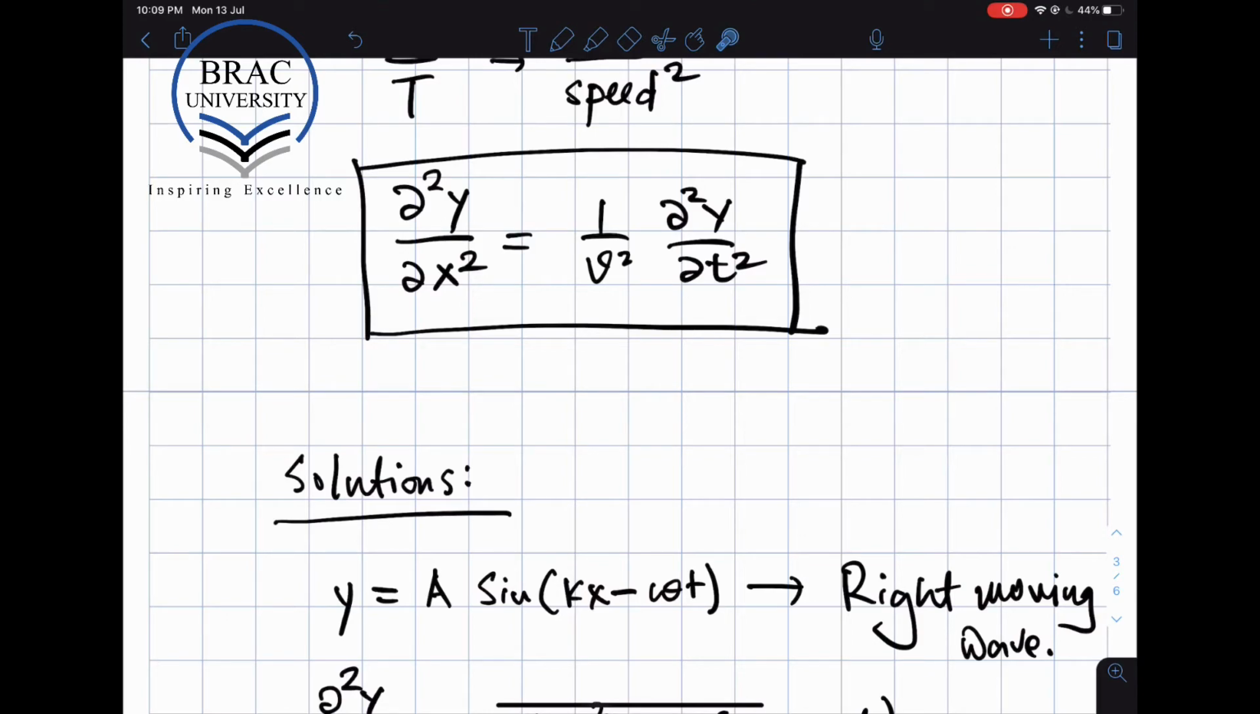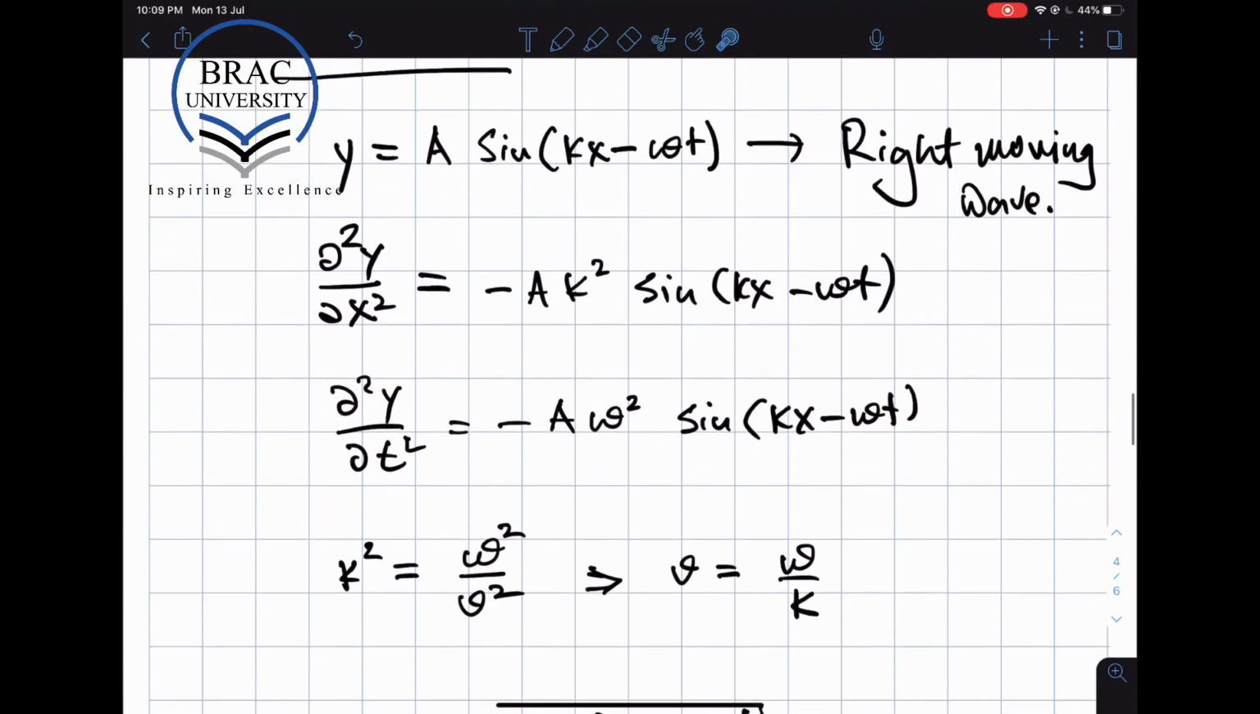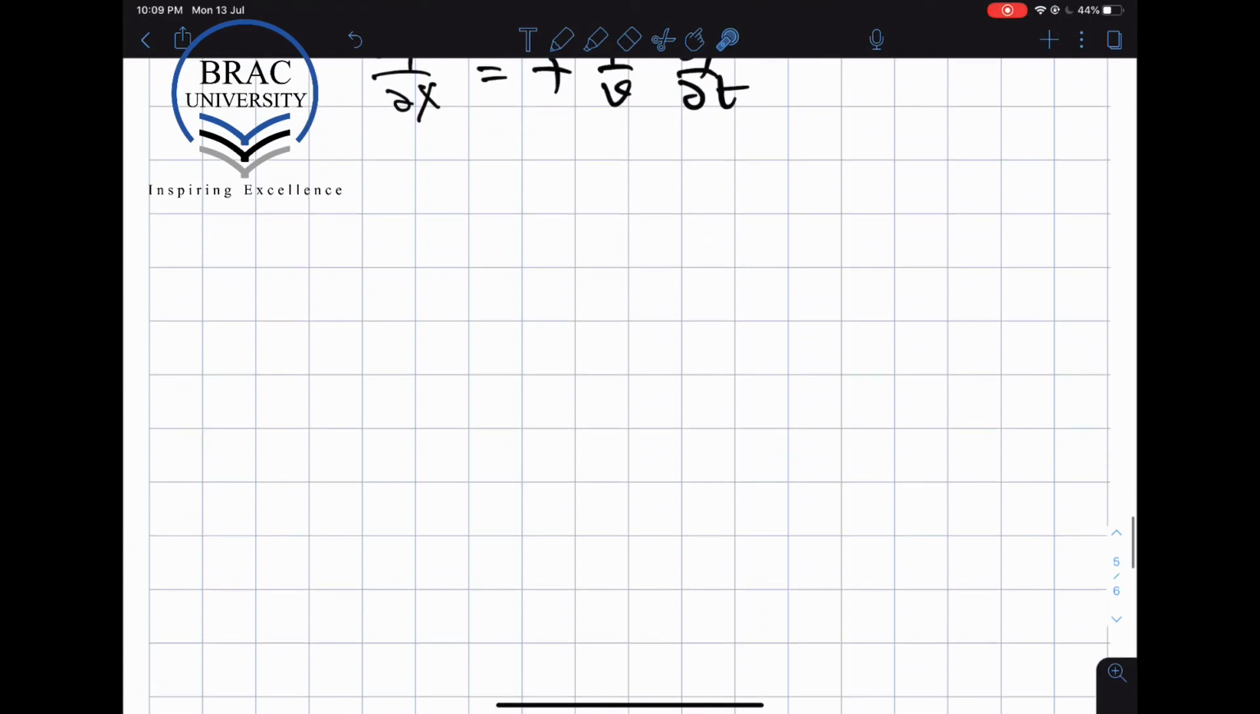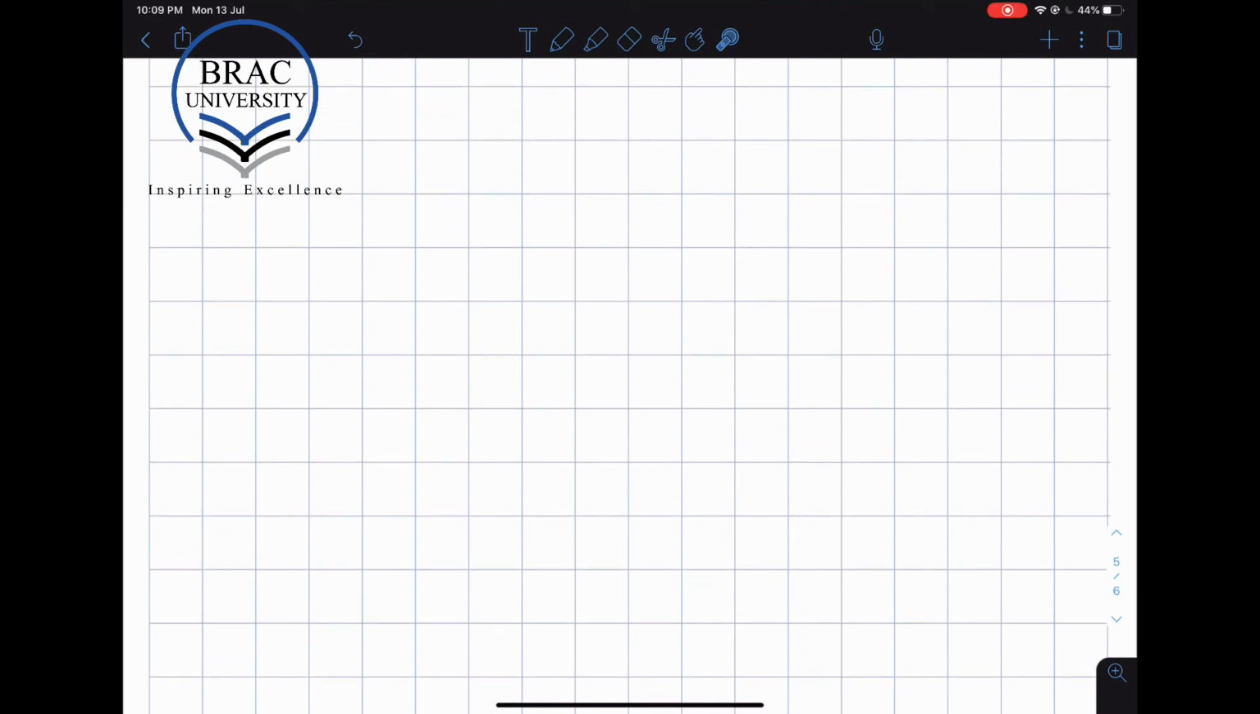This is an interesting observation, and something similar will come up when we are considering the Schrödinger equation. However, before we get to the Schrödinger equation, let me talk a little bit about some generalizations of this one-dimensional wave equation.